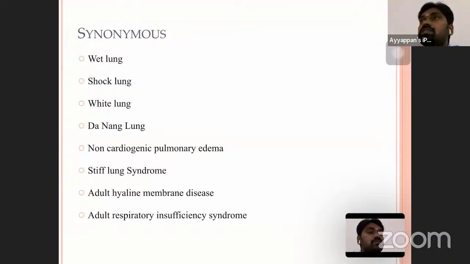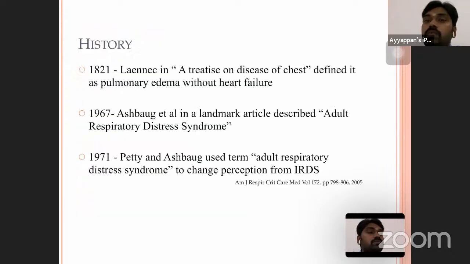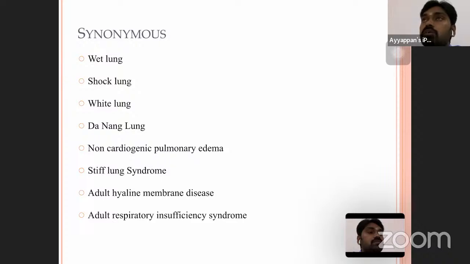ARDS as such is not new to the medical fraternity or humankind. Way back in 1821, 200 years ago, Laennec, in his treatise on diseases of the chest, defined it as pulmonary edema without heart failure, which still holds good for what we are telling about ARDS. During the course of history, it has gone by various names, including wet lung, shock lung, and white lung, based on the different clinical pictures people noticed.